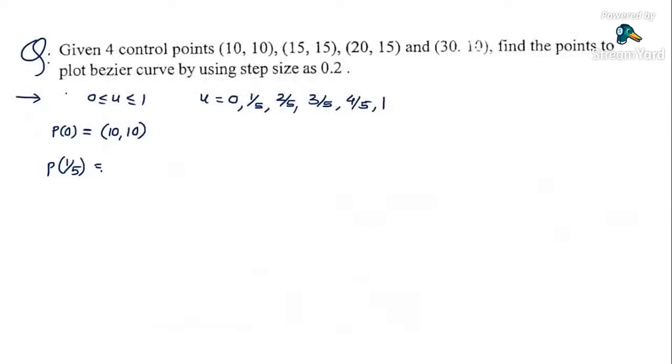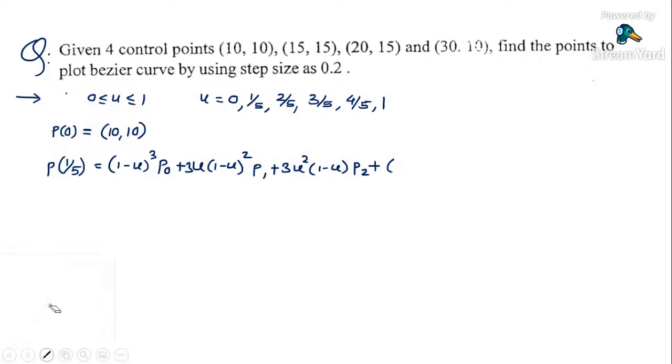What is the equation? (1 minus u)³ P0 plus 3u(1 minus u)² P1 plus 3u²(1 minus u) P2 plus u³ P3. So what is P0? P of 0 is equal to (10, 10).